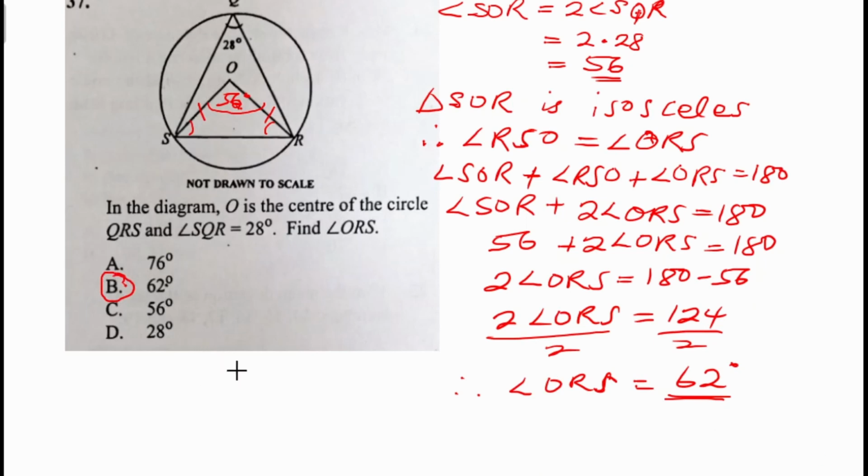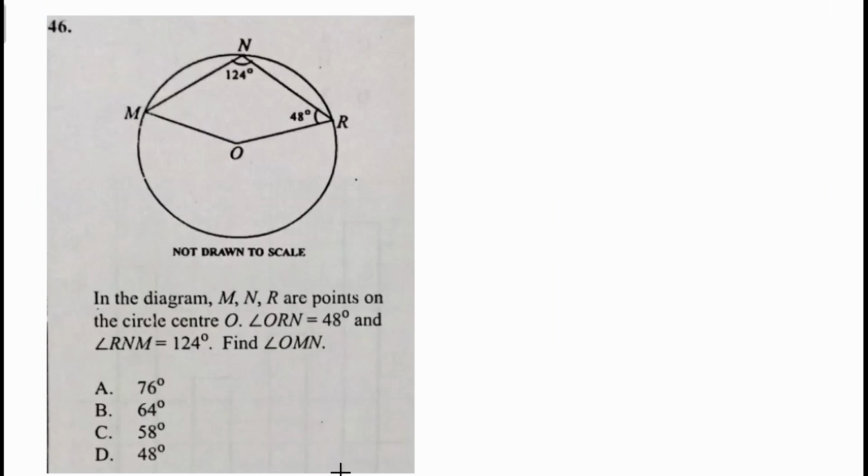Let's move on to the next question, question 46, which is the last for today. It says that in the diagram, M and R are points on the circle center O. Angle ORN equals 48 degrees and angle RNM equals 124 degrees. Find angle OMN. Looking at this question, I think the easiest thing for us to do would be to extend this side and then this side to get a cyclic quadrilateral.